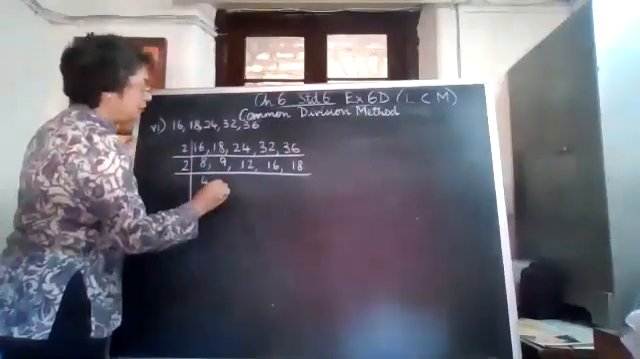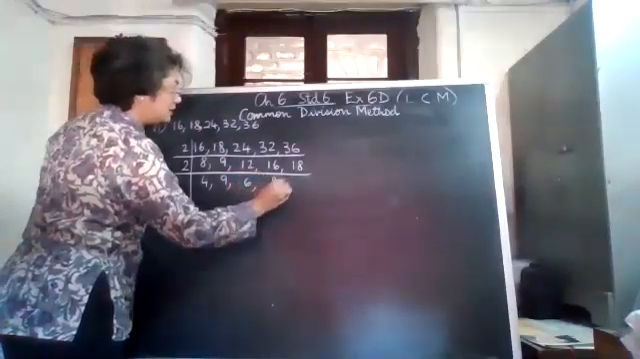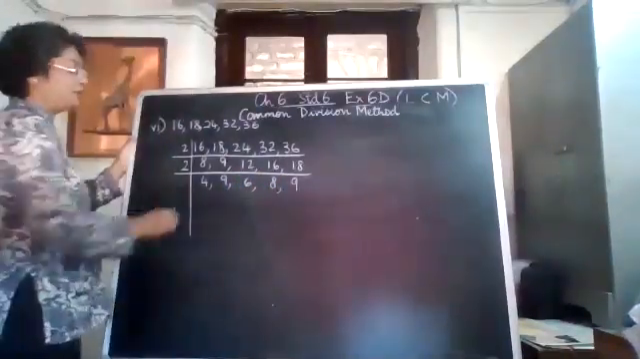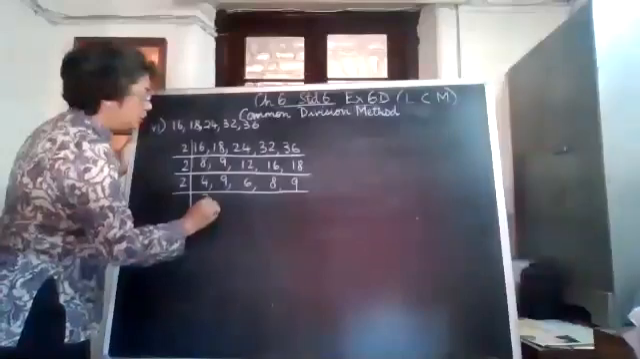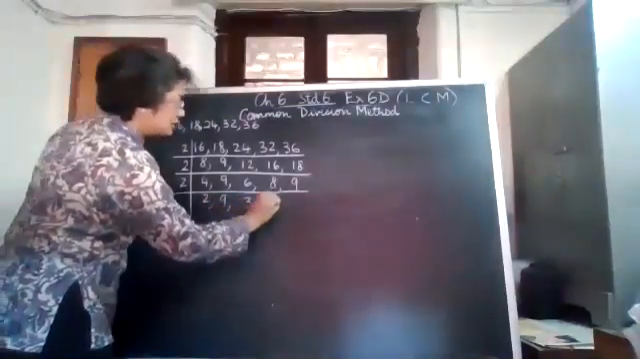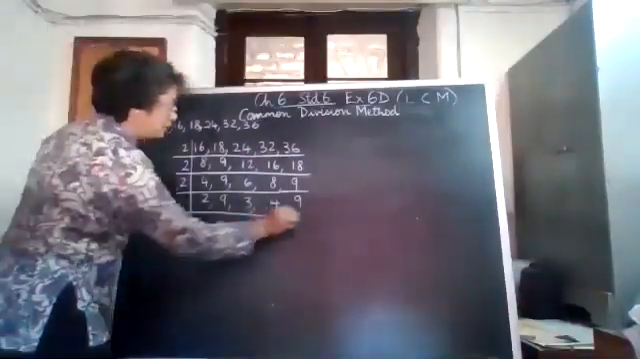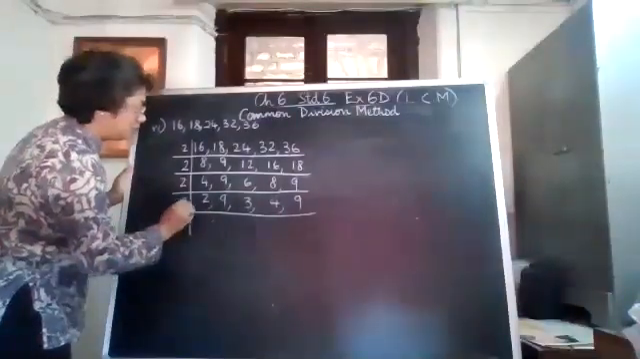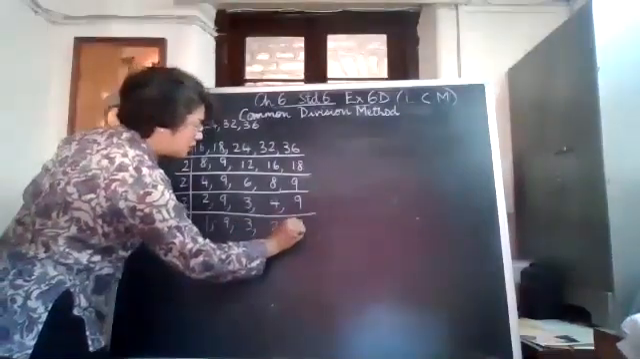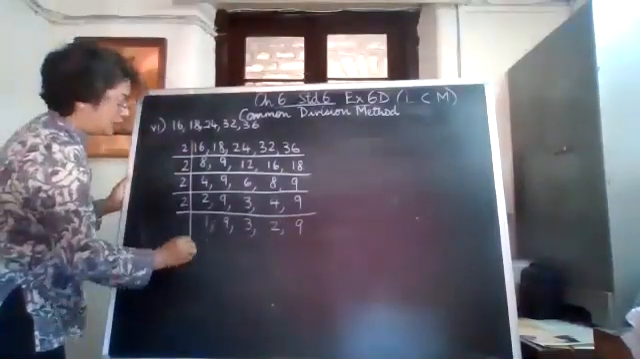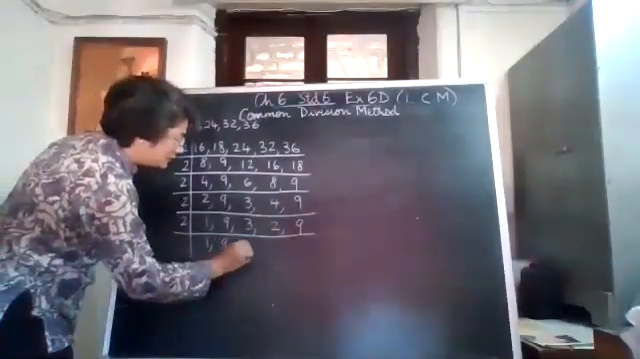2 4s are 8. We will bring down 9 as it is. 2 6s are 12. 2 8s are 16. 2 9s are 18. Still we have 3 even numbers. We will continue with the number 2. 2 2s are 4. 2 3s are 6. 2 4s are 8. Bring down 9 as it is. You still have 2 numbers which are even. We still use 2. 2 1s are 2. Bring down 9. Bring down 3. 2 2s are 4 and 9. Now you still have 1 2 here. Use 2. Bring down the rest of the numbers.